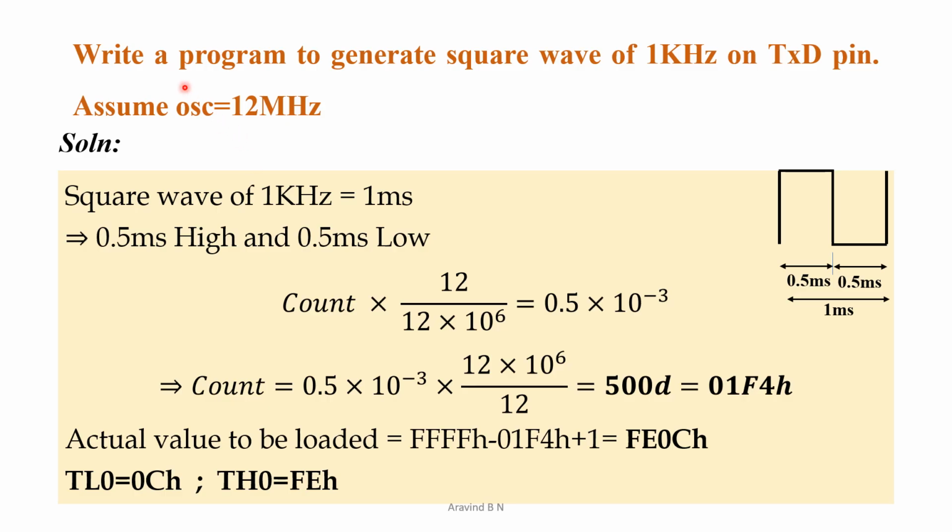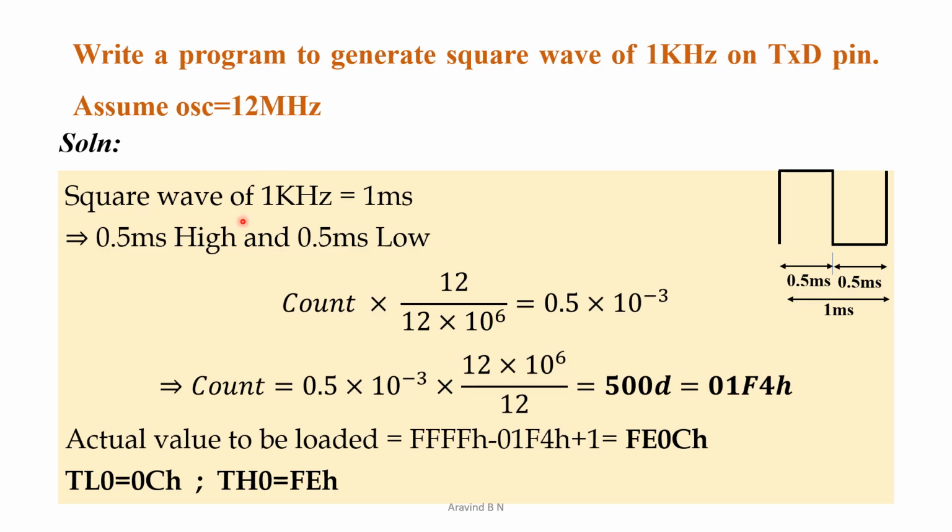Let us get into one more question. Write a program to generate square wave of 1 kilohertz on TXD pin. Assume oscillator frequency is 12 megahertz. See, in this case, time delay is not given directly. Instead, it is given in an indirect manner. So we need to generate a square waveform of 1 kilohertz. And we need to send that on TXD pin of 8051. So we'll have a look at which is the TXD pin later. And oscillator frequency is 12 megahertz.